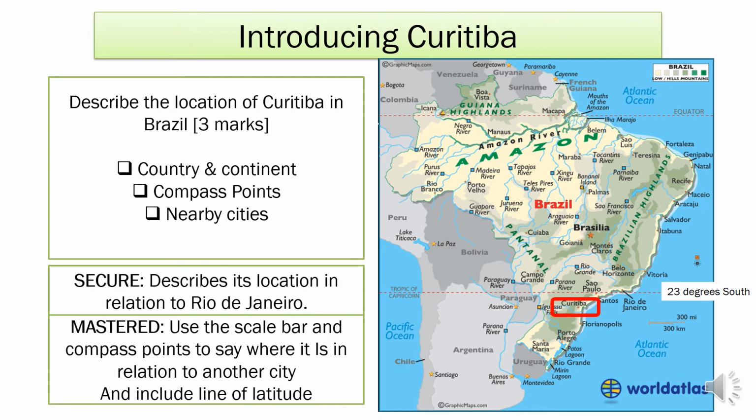And for mastered, I'd like you to include the scale bar and compass points to say where it is in relation to another city, and include where it is in relation to the lines of latitude. So the scale bar is just above where it's labelled Atlantic Ocean, and then the equator is 0 degrees, and where it says Tropic of Capricorn, that line of latitude is 30 degrees south. Can you pause the video and give yourself 4 minutes for this?